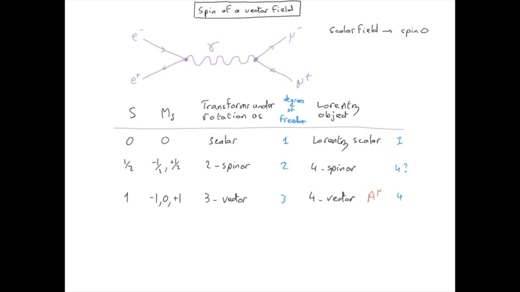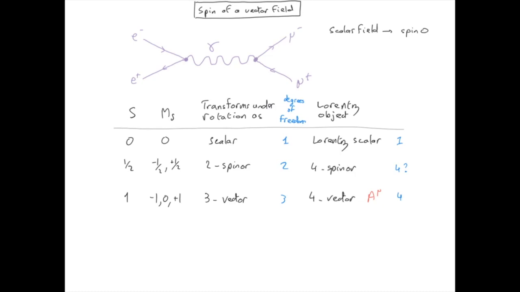So that's fine because that means we have enough degrees of freedom to encode a spin 1 particle into a 4-vector, a Lorentz vector, because we have more than 3 degrees of freedom. However, that also means that we have an additional redundant degree of freedom, which we will have to take care of when we discuss a vector field.